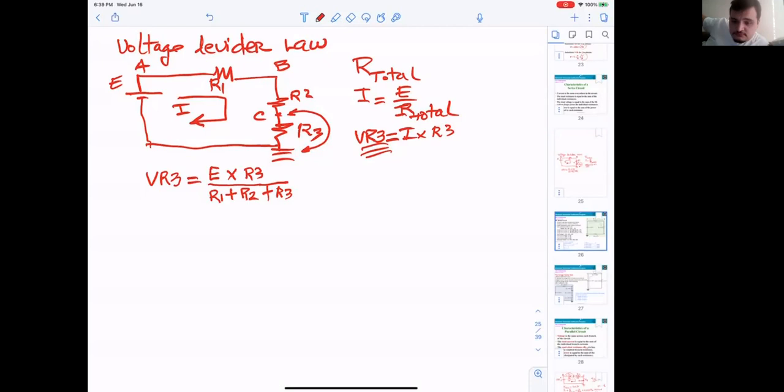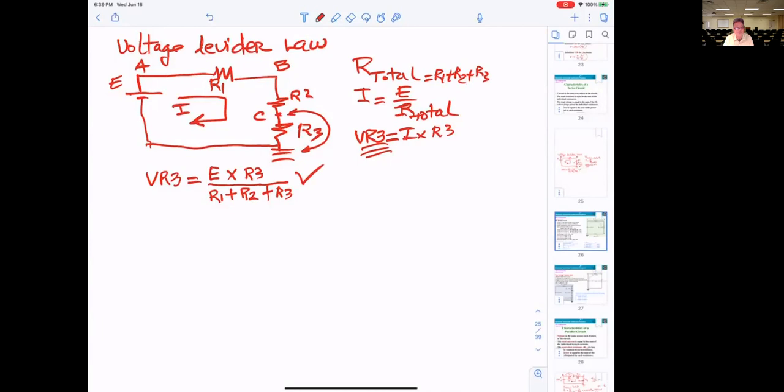Okay, now VR3, that means the voltage across R3. Normally, what you have to do, you have to calculate R total. Right? Then you calculate the current I. I will be equal E divided by R1 plus R2 plus R3. Correct? And after you get the I, you can calculate the VR3 equal I times R3. And now they're using only one formula.